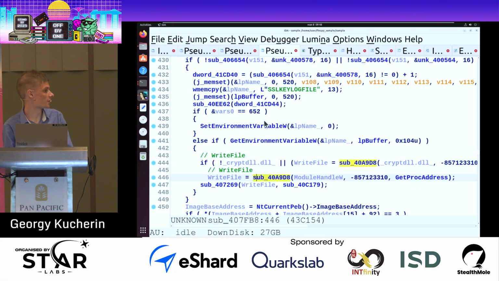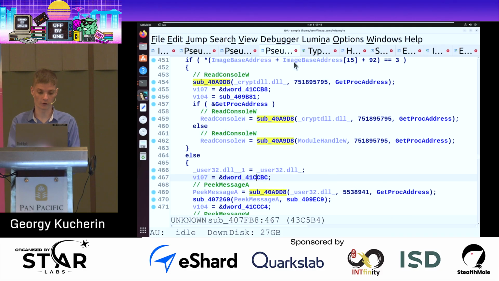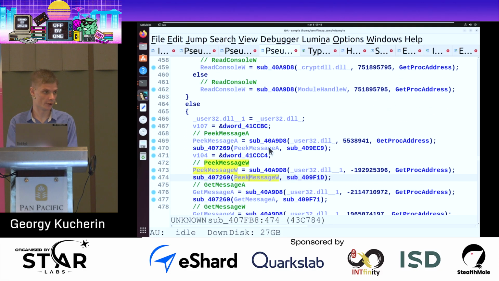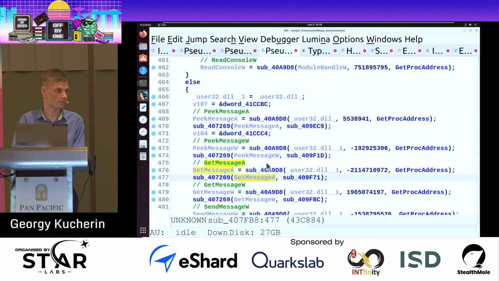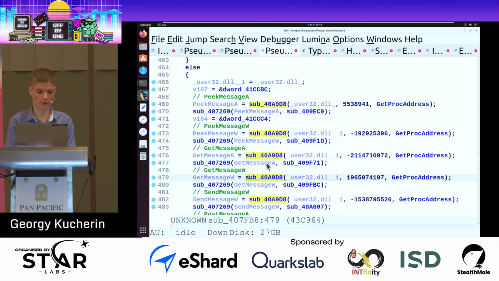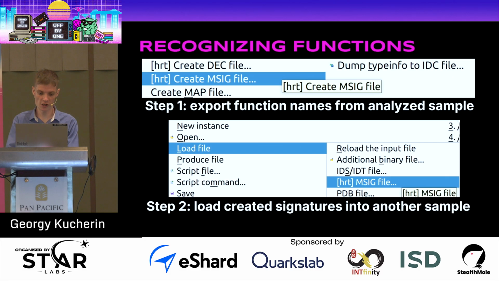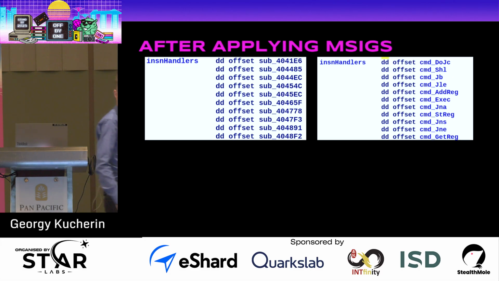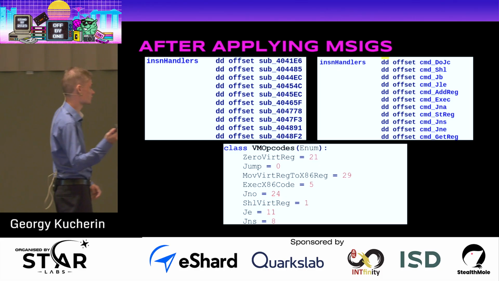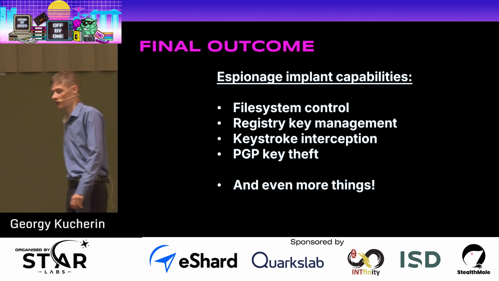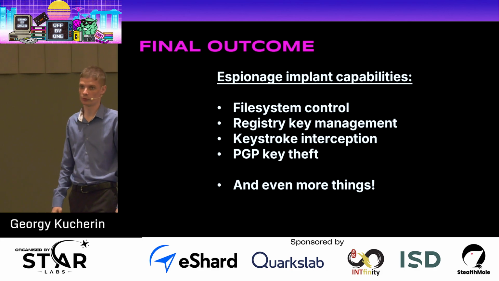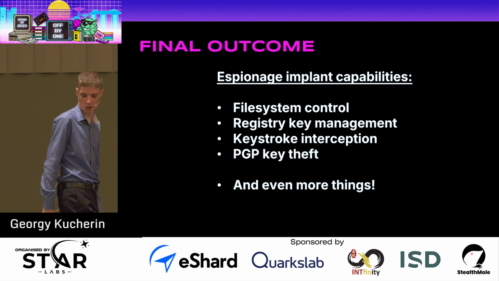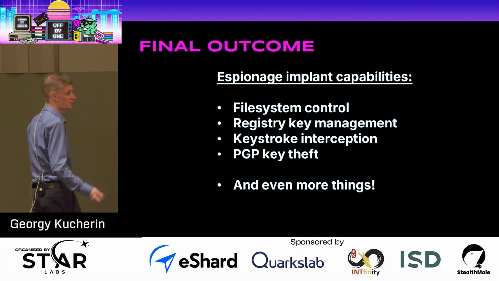We see, SSL keylog file, file writing, something with window messages. These functions are commonly used for keylogging. So basically, if you look at this implant, after doing all this stuff, after filling the values, after decompiling, you're going to recognize that it is an espionage implant that's able to do many things: file system control, registry management, keystroke interception, PGP key theft, and many more things.